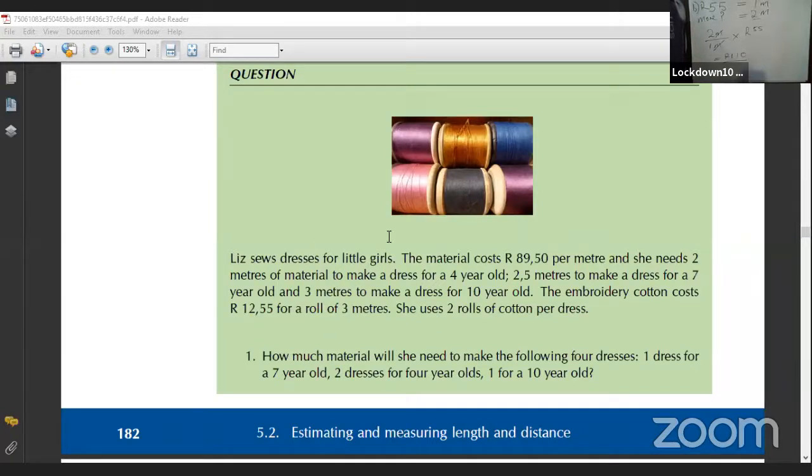Okay, so here's the next question I have for you. It says, Lee sews dresses for little girls. Material costs 89.5 per meter.